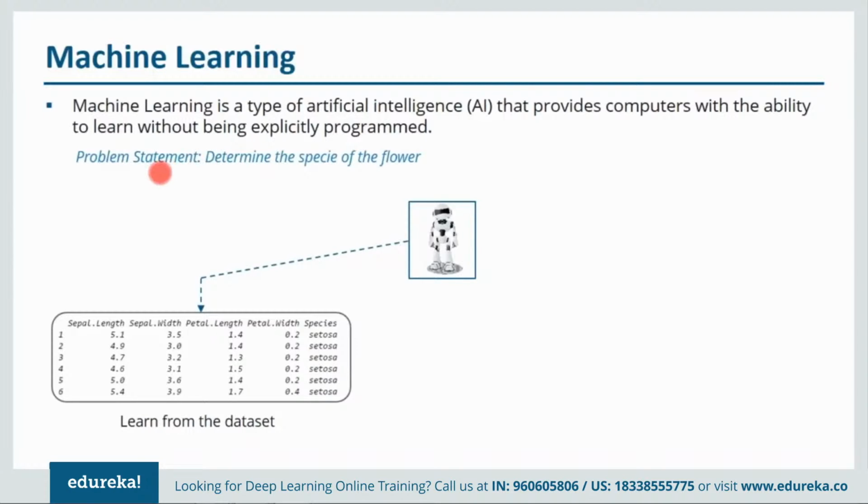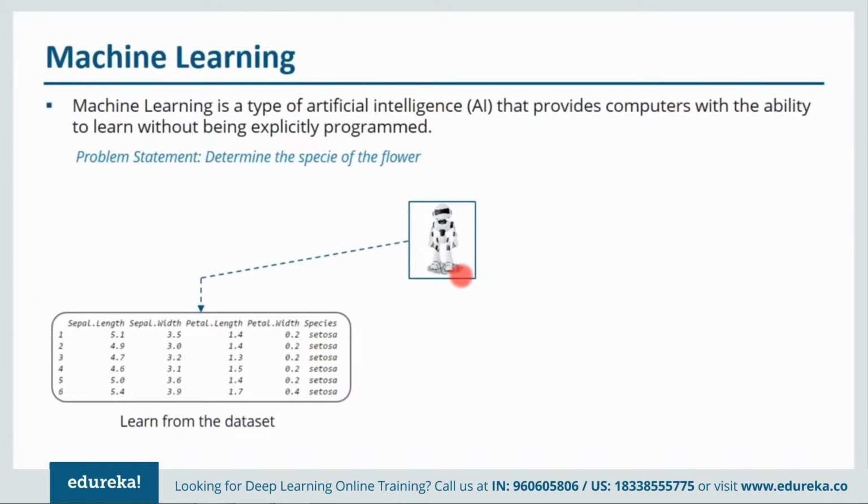So we have a problem statement in which whenever you give a certain input, we need to determine the species of the flower. And what is that input? That input will be sepal length, sepal width, petal length, and petal width. So whenever we get these four parameters or these four variables, our machine should be able to predict what sort of a flower it is. Now, how do you think that will happen?